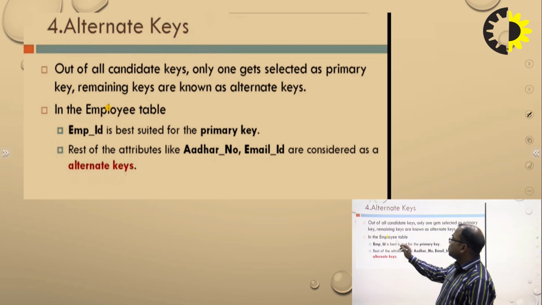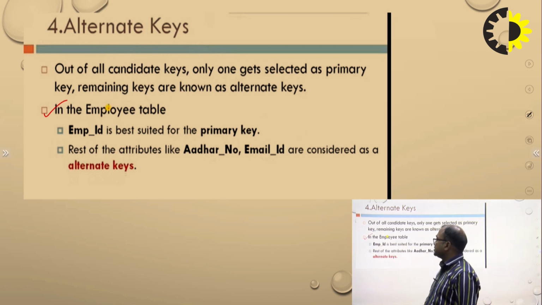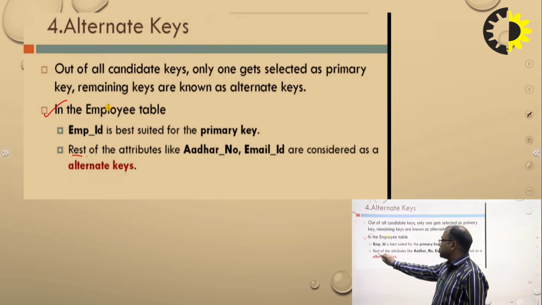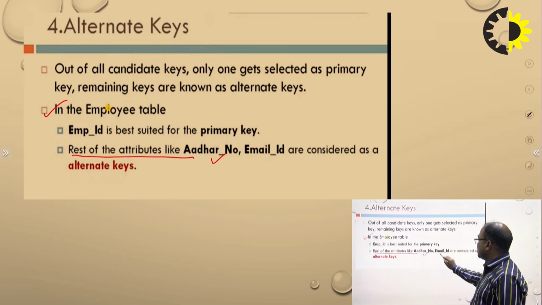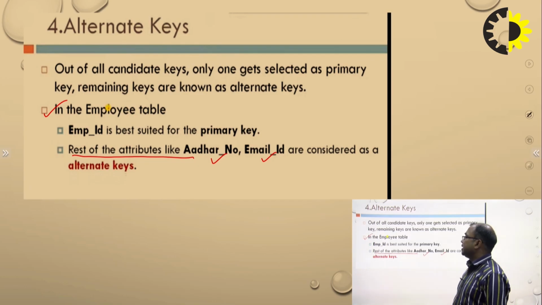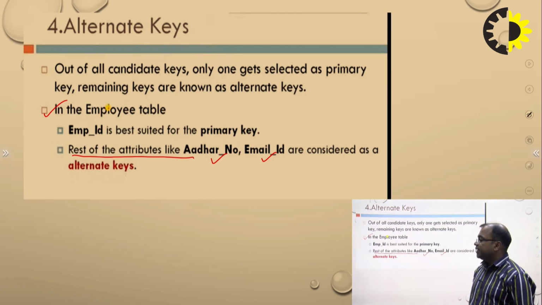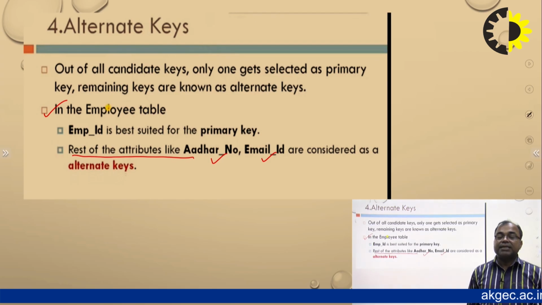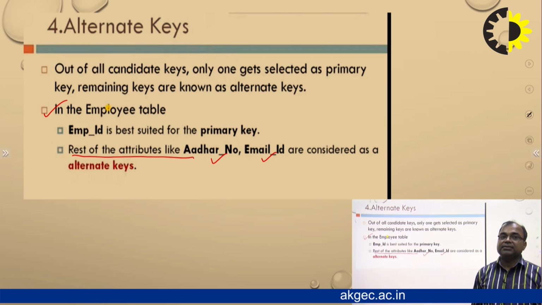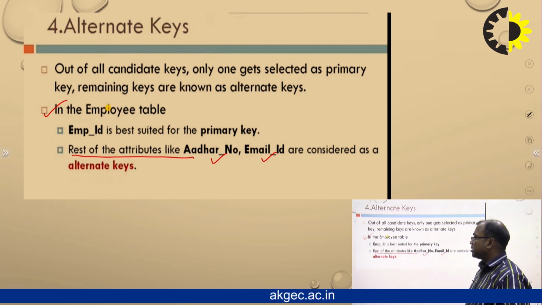So in this employee table, we can see the employee ID is best suited for the primary key, but from the rest we have an Aadhaar number and an email ID, and these two are considered alternate keys in the given table. So what is an alternate key? It is the key which is left, which is not chosen by the administrator or designer as the primary key, and is known as an alternate key. This is all clear about the alternate key.